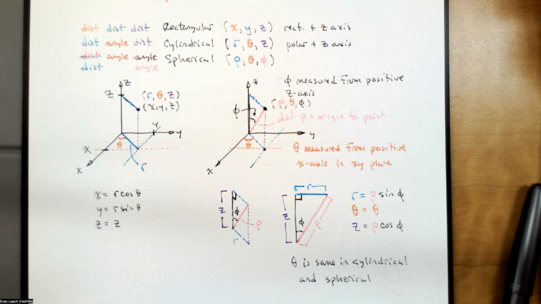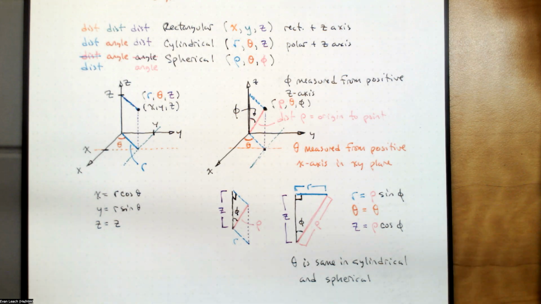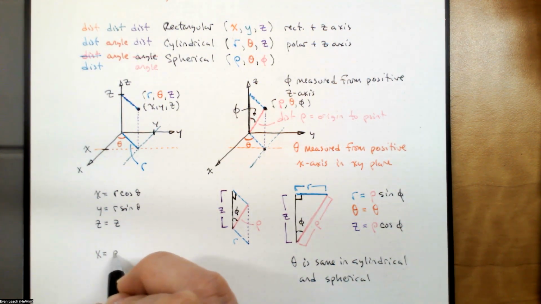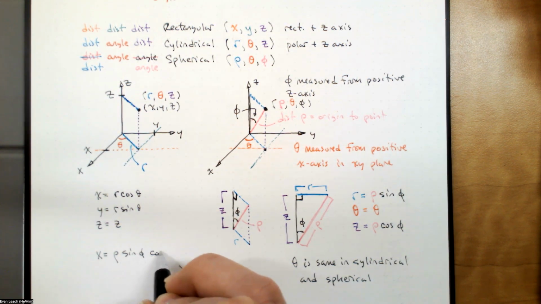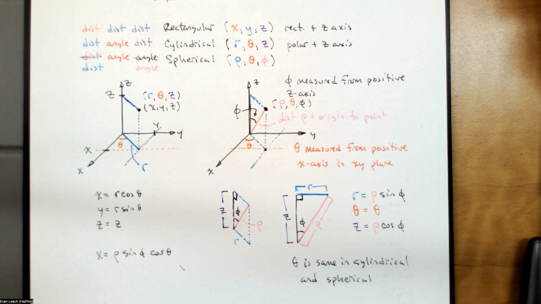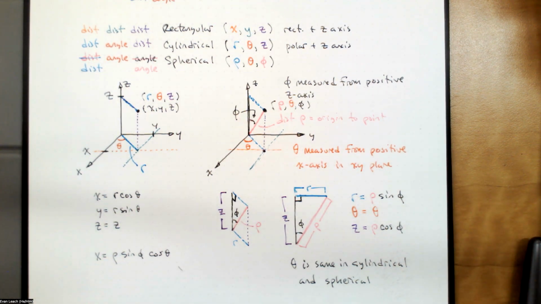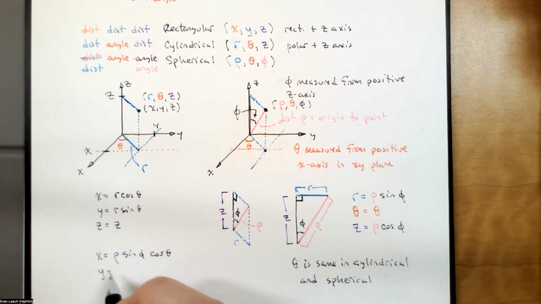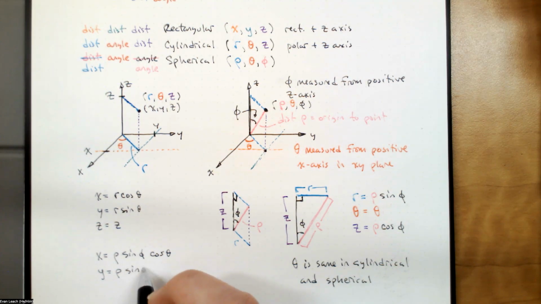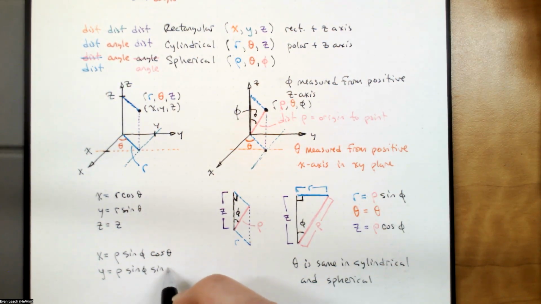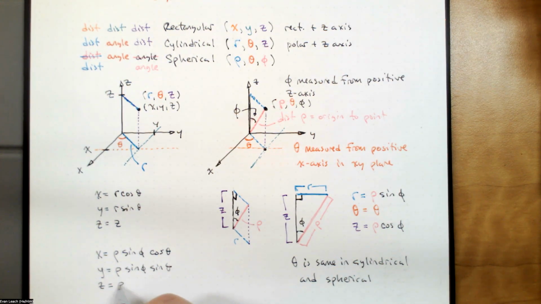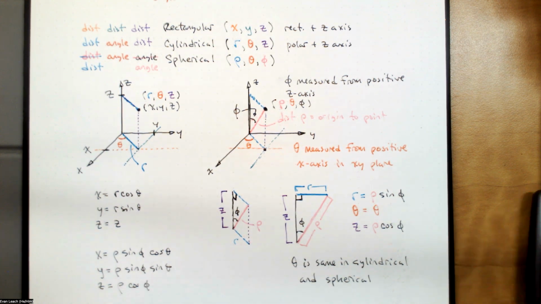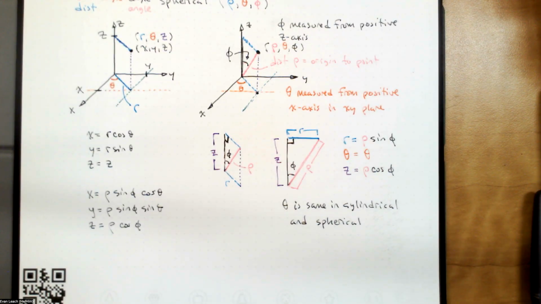So if I have spherical coordinates and I want rectangular coordinates, I get to reuse theta because theta is the same in cylindrical and spherical. Three different ways describing three-dimensional space.